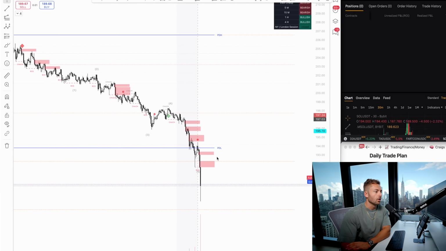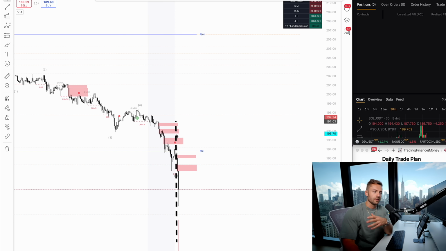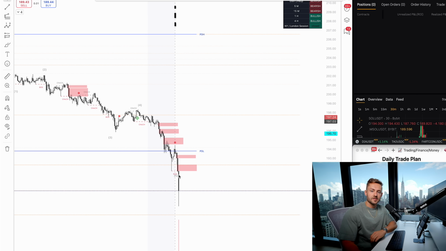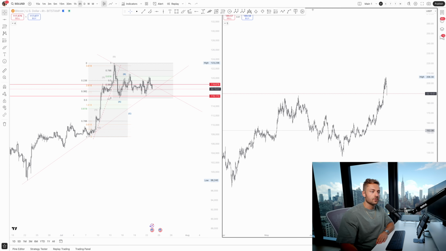Okay, so we just had the New York open. You can see this dotted line here is where the market opened. And right now the market is aggressively moving down. Okay, this is going to open up a potential opportunity for us.